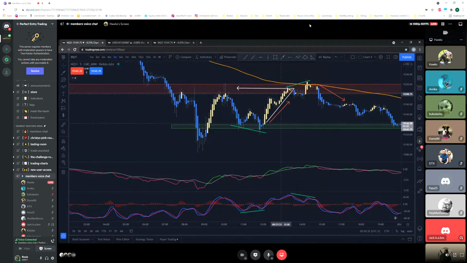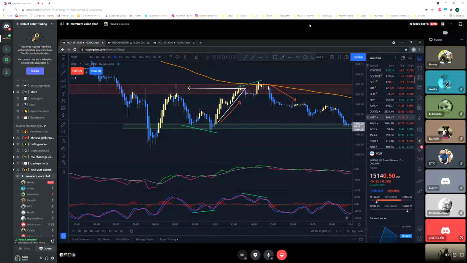Andy, can we jump to a currency pair? Sure, we can go ahead and do 6A, for example. Guys, that's the Aussie dollar versus USD.